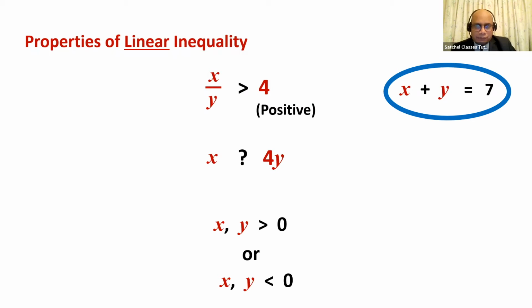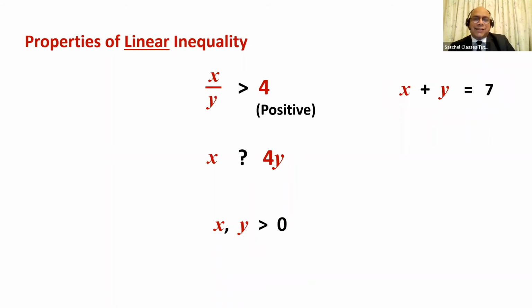If both are negative, x and y, can their sum be positive? If both x and y are negative, their sum cannot be positive, which means x, y less than 0 is ruled out. Correct? So the only possibility that remains is that x and y are both positive. So if y is positive, multiplying both sides by y should not change the inequality, and hence it is always greater. x will always be greater than 4y, as you can see.